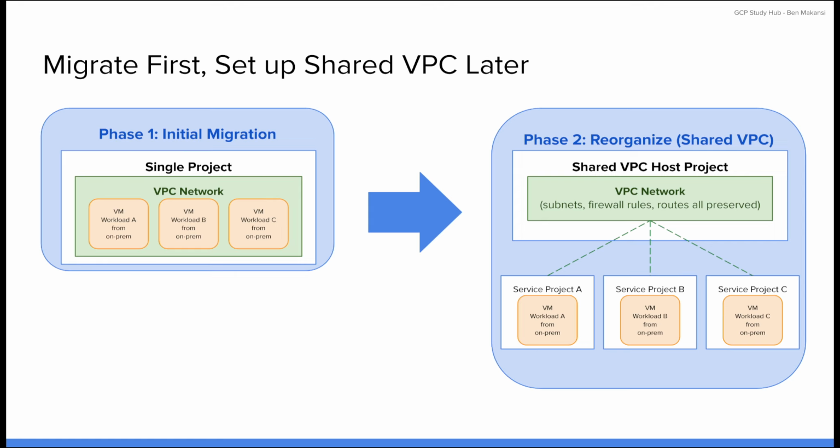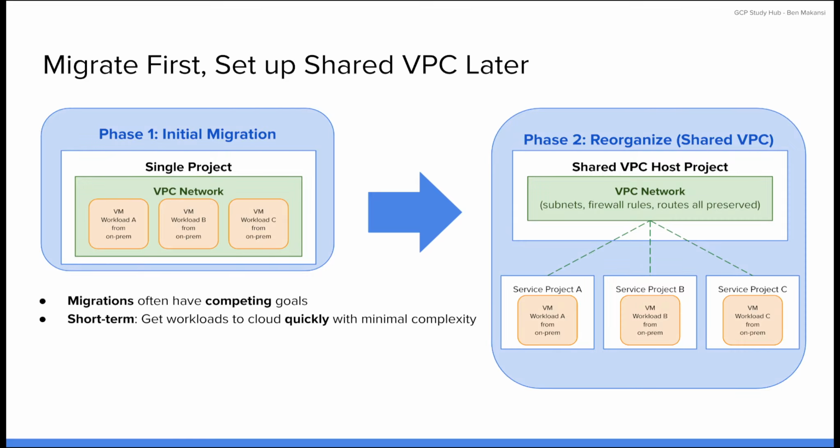So to summarize, migrations often have competing goals. You need to balance getting things done quickly versus doing things the right way architecturally sometimes. And often in the short term, you want to get those workloads into the cloud quickly with minimal complexity. So that's what we looked at with phase one. Keep it simple so you can actually complete the migration.